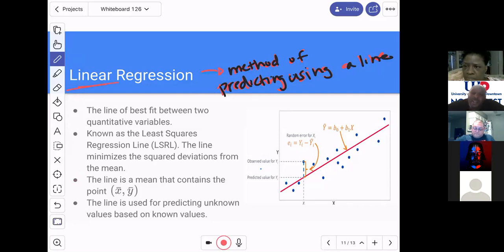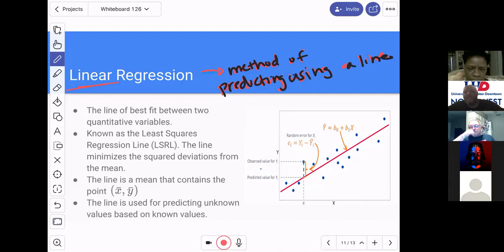And here's why it's called that. It's basically a mean for the data. It's a mean for bivariate data. And what it does is that line is going to minimize our deviations away from it. It wants to minimize the deviations.